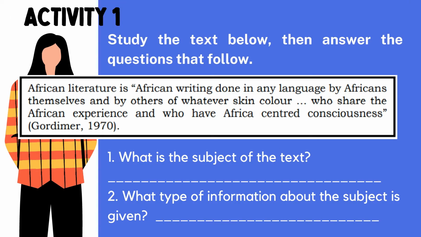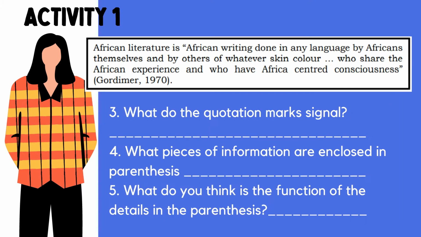Before we begin with our discussion, let us answer this activity. Study the text below, then answer the questions that follow. 1. What is the subject of the text? 2. What type of information about the subject is given? Number 3. What do the quotation marks signal? Number 4. What pieces of information are enclosed in the parentheses? And 5. What do you think is the function of the details in the parentheses?